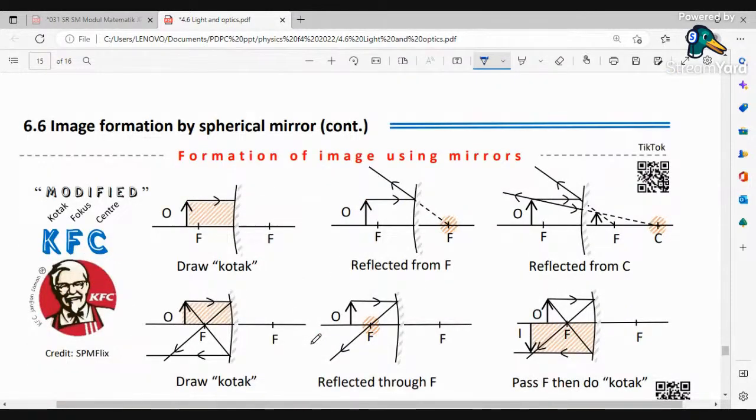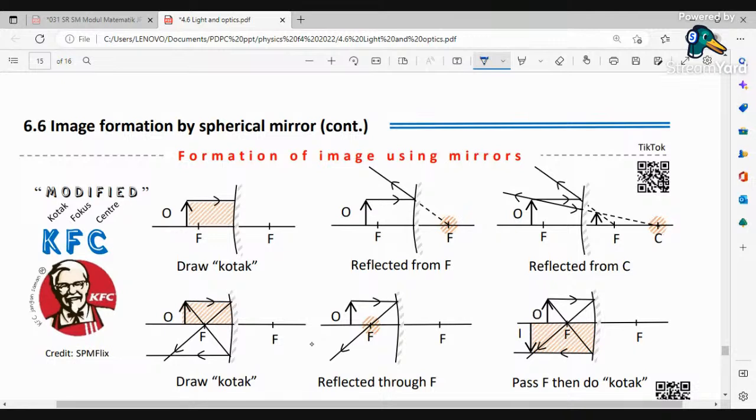Okay, kita lihat sini, image formation by spherical mirror. Technique of drawing sama juga, macam lenses. Okay, let's draw the first one. Ini adalah convex. Yang atas ni convex. Okay, light ray parallel to principal axis. It will diverge from F. Okay, diverge from F. So ini adalah reflected ray.